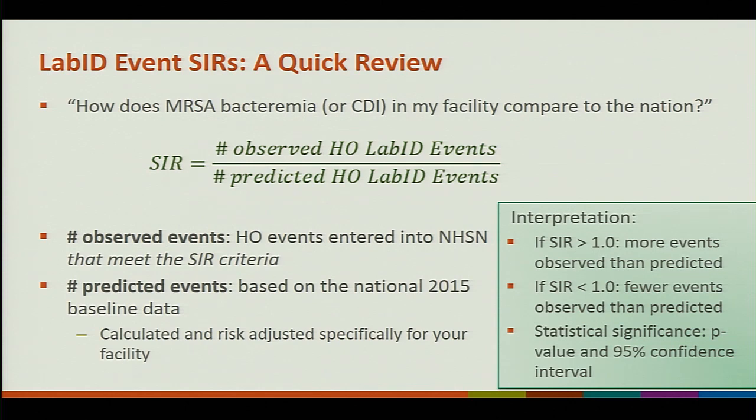Okay, and the way we interpret the SIR is in the green box here on the slide. If the SIR is greater than 1, that means the facility observed more events than were predicted by the baseline. And if the SIR is less than 1, that means the facility observed fewer events than what was predicted by the baseline. We also use p-values and 95% confidence intervals to help us interpret the statistical significance of the SIR.